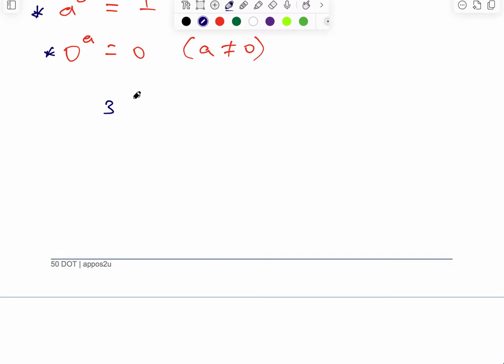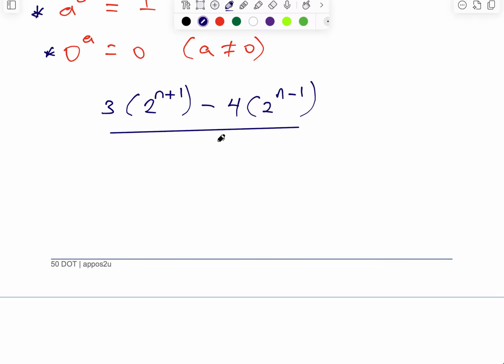Now we have 3 raised to power 2n plus 1, minus 4 raised to power 2n minus 1. Then this is divided by 2 raised to power n plus 1 minus 2 raised to power n. So this is what we have. We need to simplify this, get it into the lowest term. There are so many ways we can go about this.